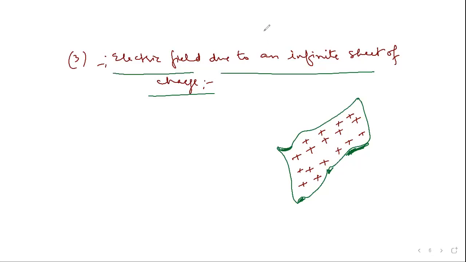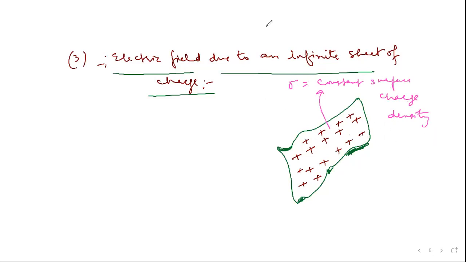So let sigma be the constant surface charge density, surface charge density of the sheet, which we assume to be constant.